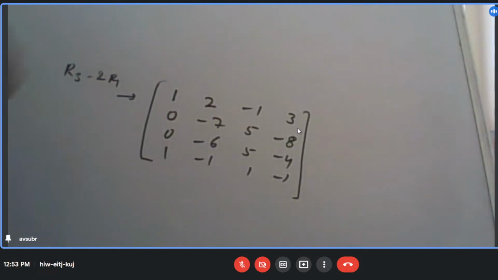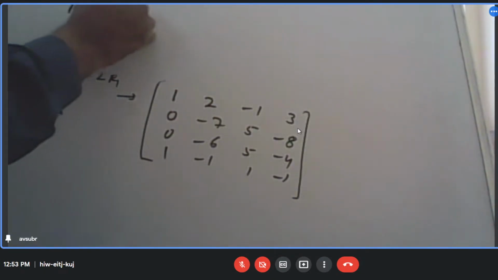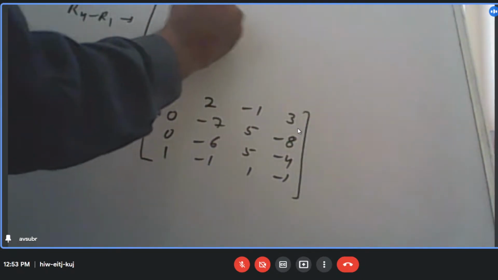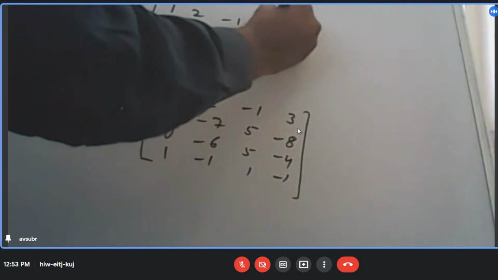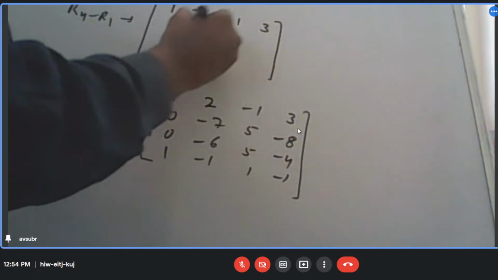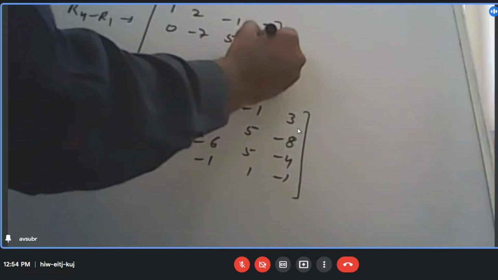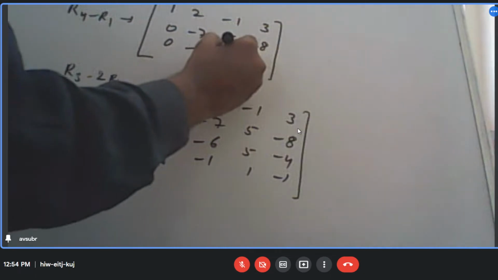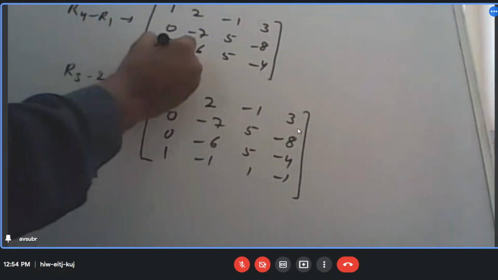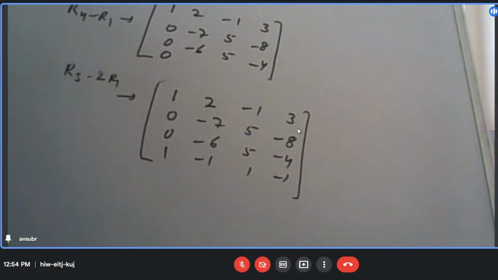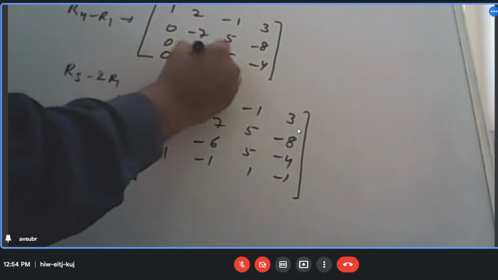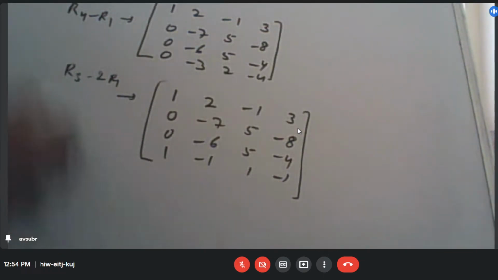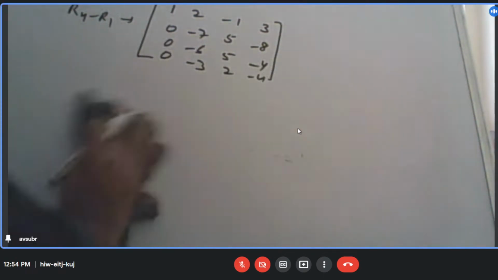So it means that R4 minus R1. When we do that, it is 1, 2, minus 1, 3. 0, minus 7, 5, minus 8. 0, minus 6, 5, minus 4. 0, then क्या आएगा? Minus 3, 2 and minus 4. Is it okay? तो we have got rid of this.